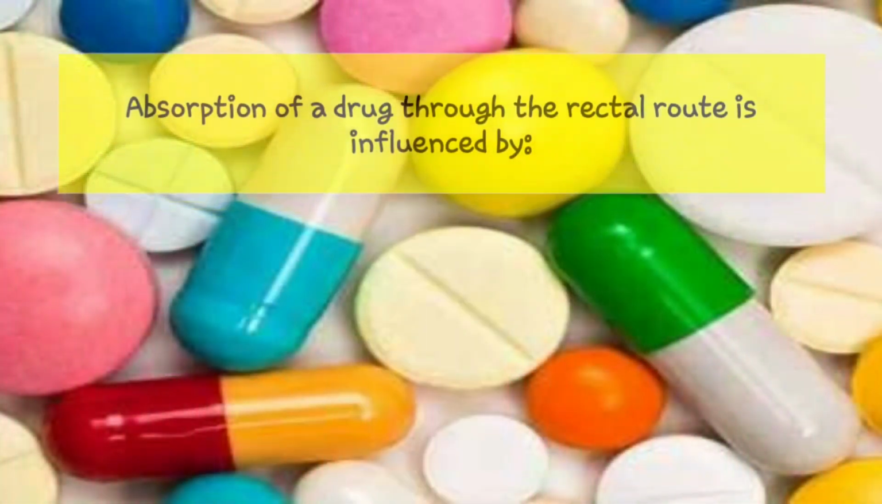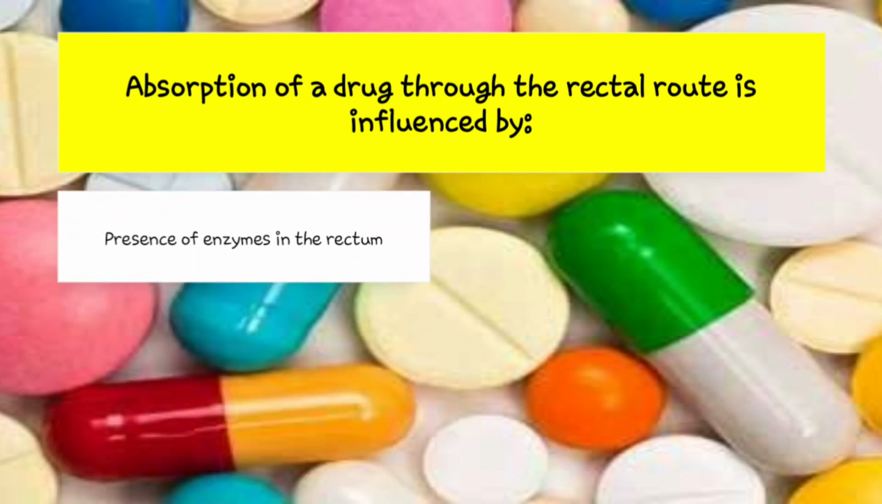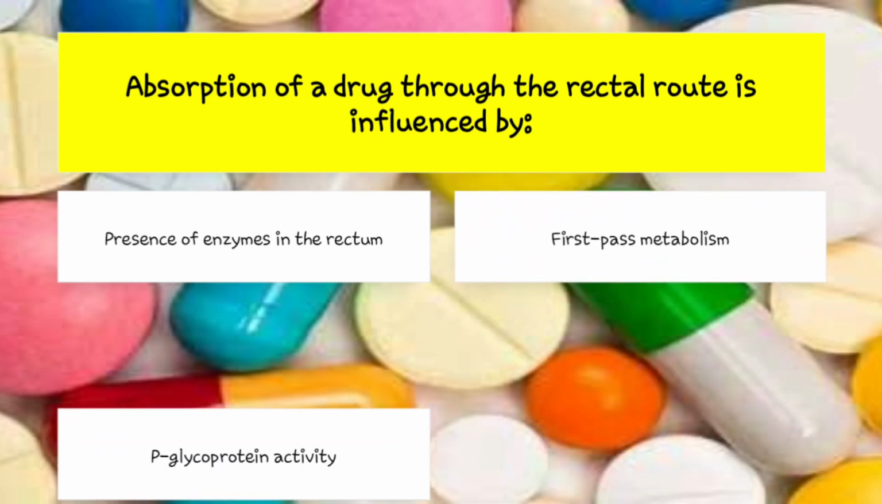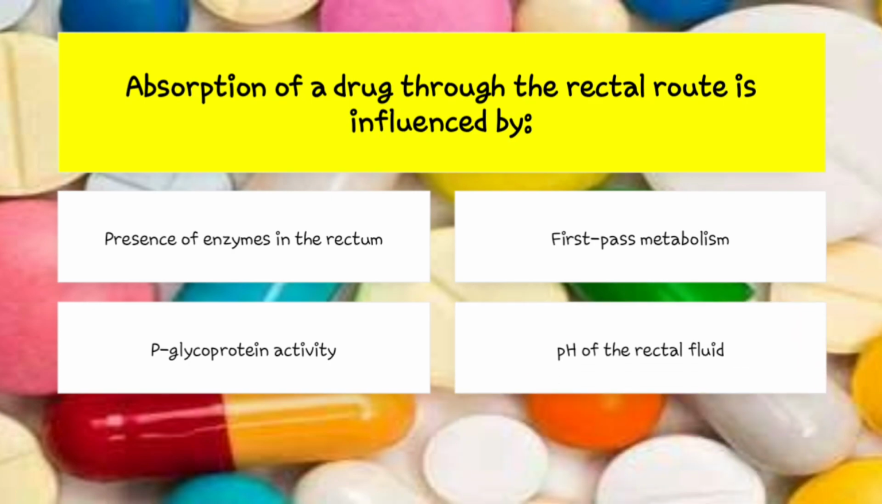The question is, absorption of a drug through rectal route is influenced by. The options are presence of enzyme in the rectum, first pass metabolism, P glycoprotein activity, or pH of rectal fluid. You can think of the correct answer.